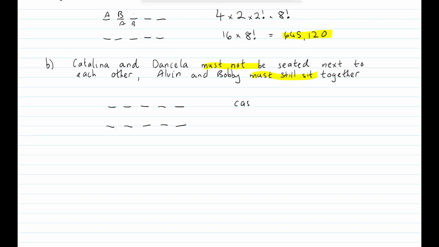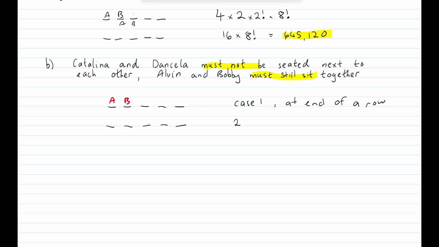So case one, they are at the ends of a row. Okay, so we'll put that in. So that means, for example, Alvin and Bobby could be there. So we'll go through this step by step. So if they're at the ends of the row, as we've got here on the left, we've got two rows. So that's two ways of arranging them at the ends of the row.